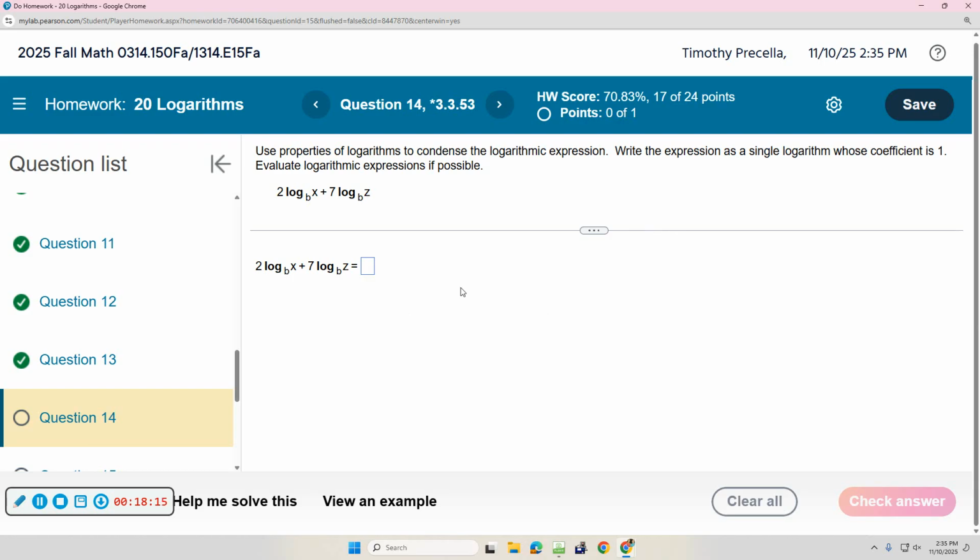While Tony's writing this problem down, I have a question for you. Be thinking about this. Are you going to need a fraction bar? No. I agree.